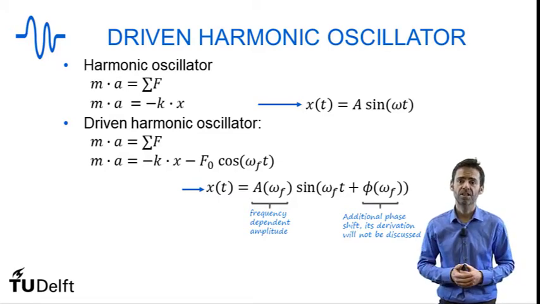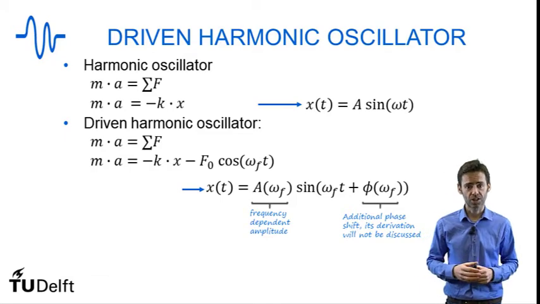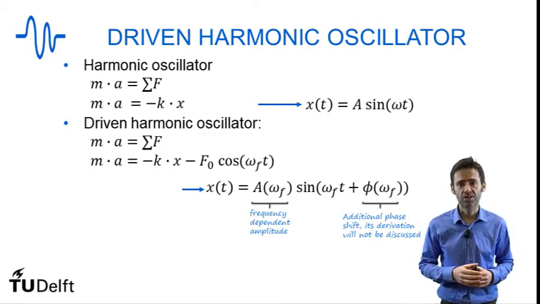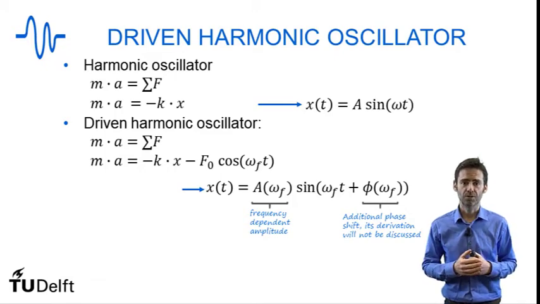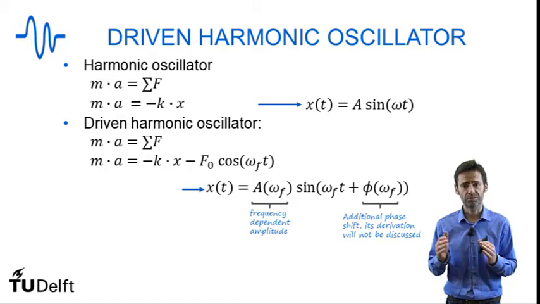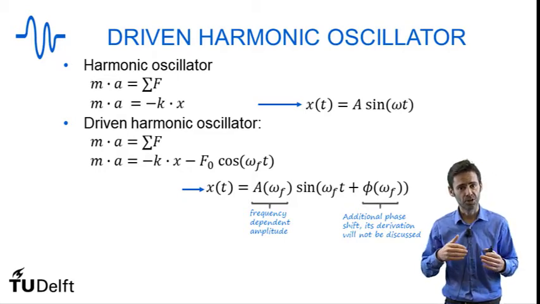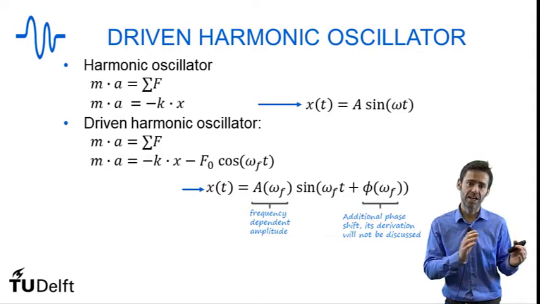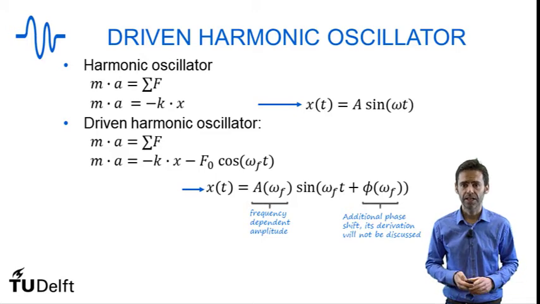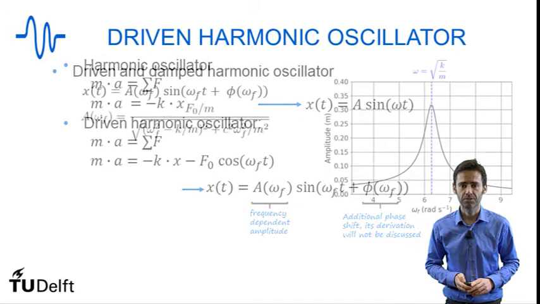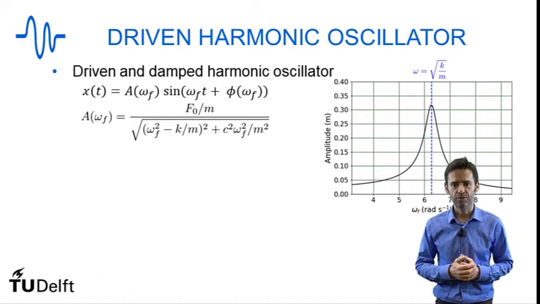Now, if you solve this, then you'll see that the motion of the oscillator is not the simple harmonic oscillator anymore, but it's still a harmonic motion. It's harmonic with a frequency omega f. It has a phase shift phi that depends on this driving frequency omega f, and it has an amplitude that depends on this driving frequency omega f. Let's look at this amplitude term that depends on omega f. So here you can see this A of omega f. It's a big function here, and it's plotted here on the right-hand side. And let's look a little bit more in detail.